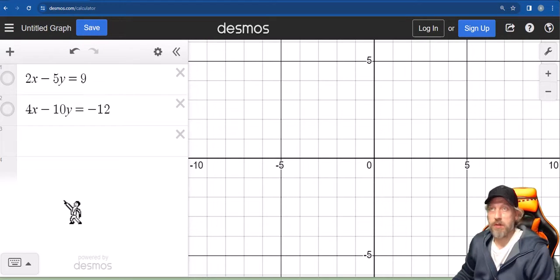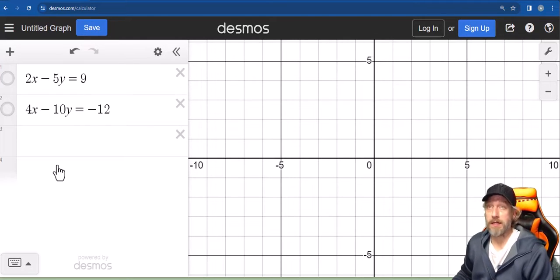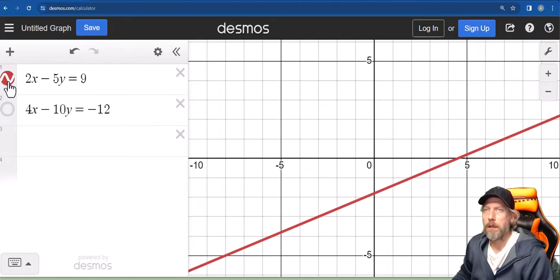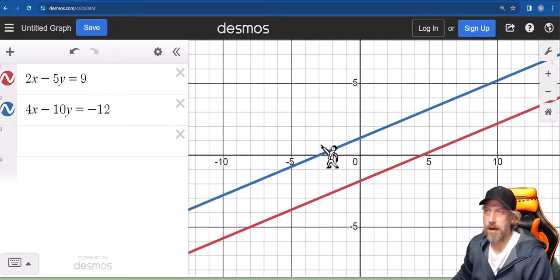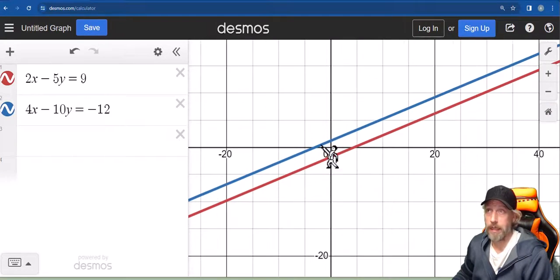Okay, here's Desmos, a wonderful tool for all sorts of things, but for making quick graphs for your video is a great thing that it does. So I put in the two equations. The graph of the first one, 2x minus 5y equals 9, is right there. Graph of the second equation, 4x minus 10y equals negative 12, is right there. Do those lines ever cross? They seem to be totally parallel.